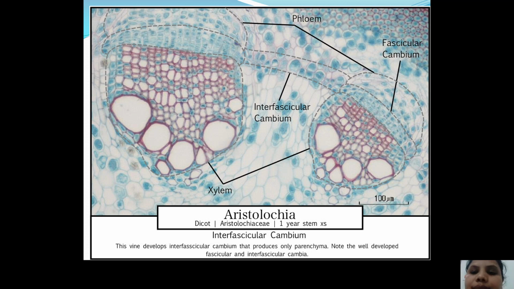And in between this vascular cambium, the cells of the medullary rays are present, which actively divide and form a strip between the two vascular cambium. As a result, they join together and form a cambial ring. As you can see here, the interfascicular cambium, which is labeled here in the diagram between the two vascular bundles, are joined together.